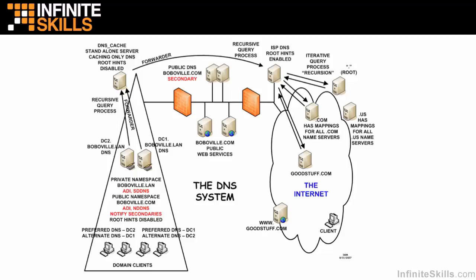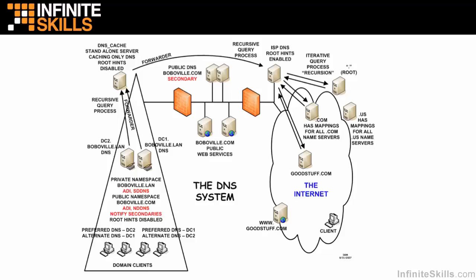When a client queries, let's say DC1, for www.goodstuff.com, the boboville.lan name server, DC1, doesn't know that namespace. It doesn't have a record stored locally for www.goodstuff.com. So DC1 will forward that query to the DNS caching-only server. So that caching-only server is now called a forwarder.